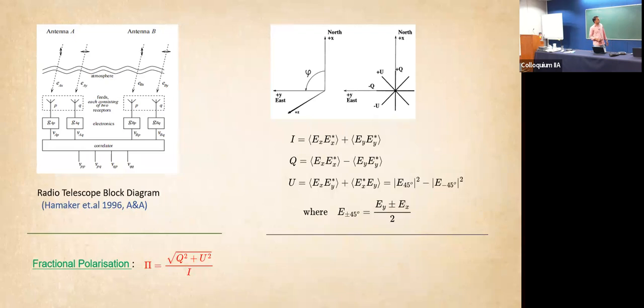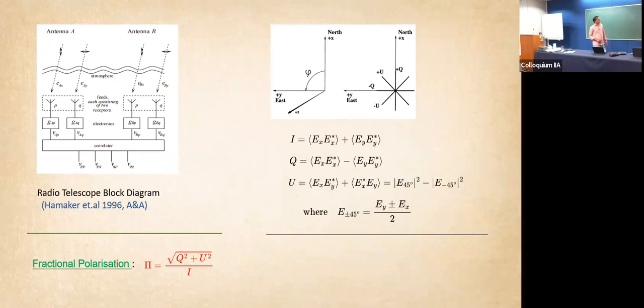So the Q, as I said, is the difference of the two orthogonal intensities. U can also be written as the difference between two orthogonal intensities, but at an angle of 45 degrees with the x-axis. The advantage of this construction is that if there is any unpolarized component contributing to the Ex and Ey, because of this subtraction, it will not appear in this parameter. It will only appear in the total intensity.